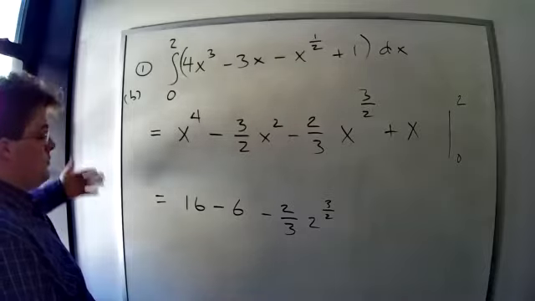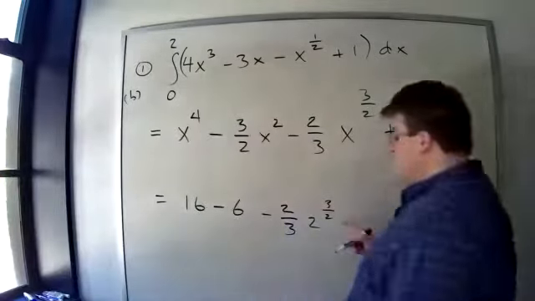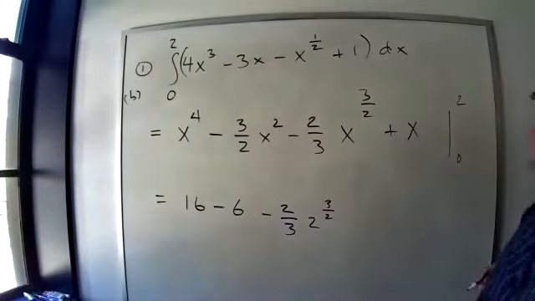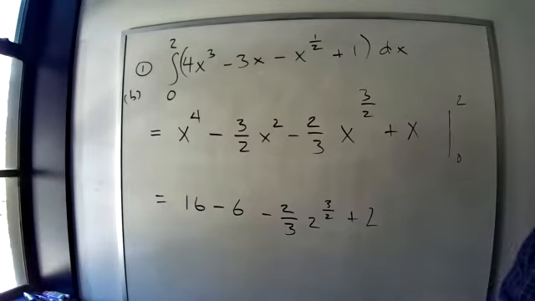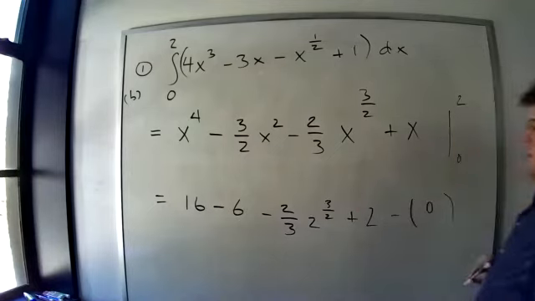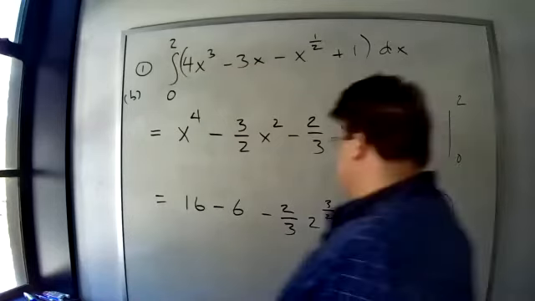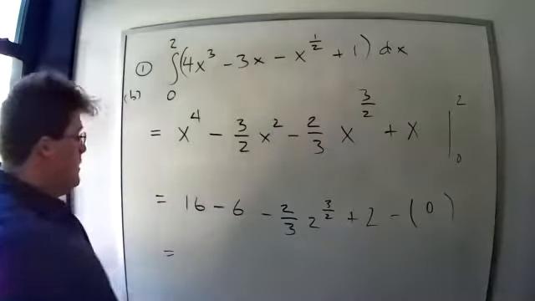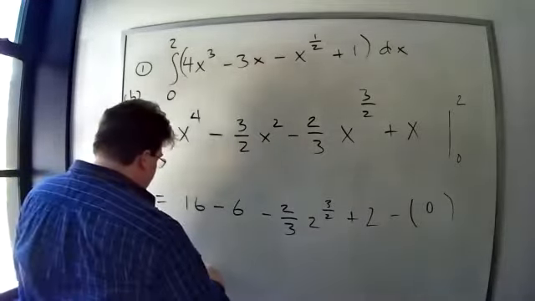You could write it as the square root of 2 all cubed. I'm just going to leave it like that, I guess. Maybe I'll write it as the square root of 8 in the next step. And then plus 2. Then you substitute 0. But notice here, when you substitute 0, you get 0 minus 0 minus 0 plus 0, which is 0. So combine all these numbers here. 16 and 2 make 18. 18 minus 6 is 12.